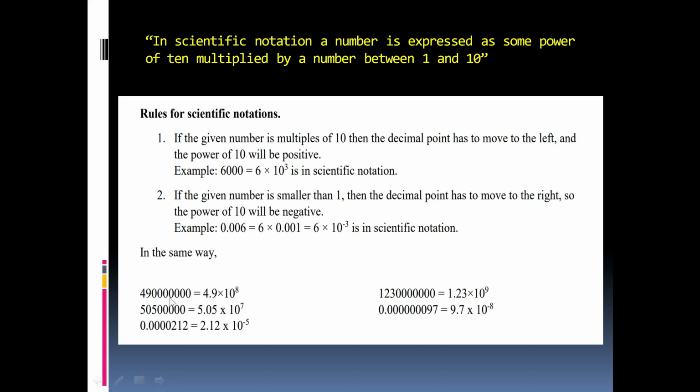In the same way, we have other examples here. Just look at 49 followed by 7 zeros. From here, after 4, it will become 8. This example is positive, this example has a negative power of 10, here also positive, here negative. Just using these two rules, we write whether the power is positive or negative.